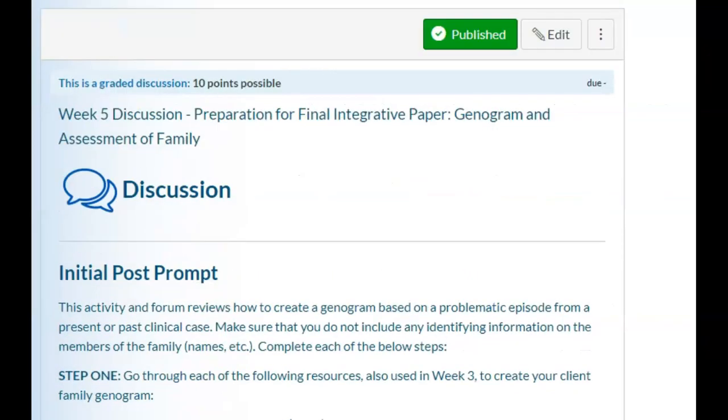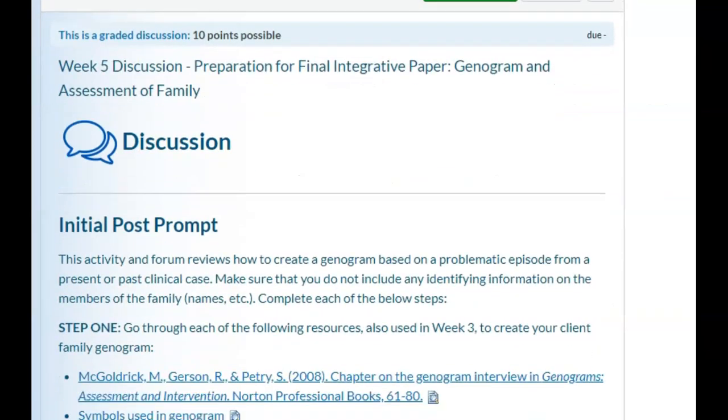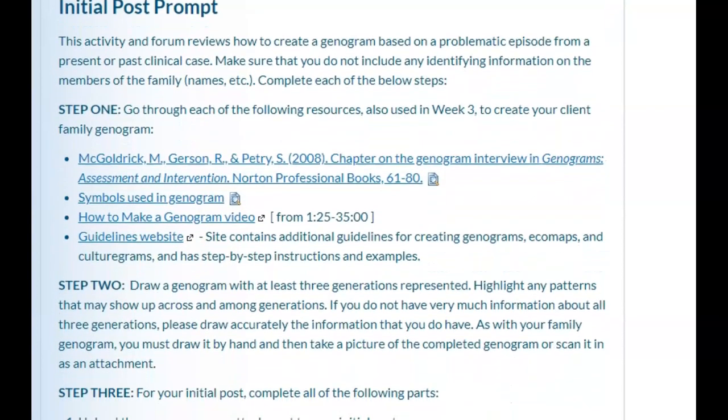There are a number of learning activities for this week. So the first is this activity, which reviews how to create a genogram based on a problematic episode from a present or past clinical case. So you need to look at these resources and then create a genogram based on that past case.